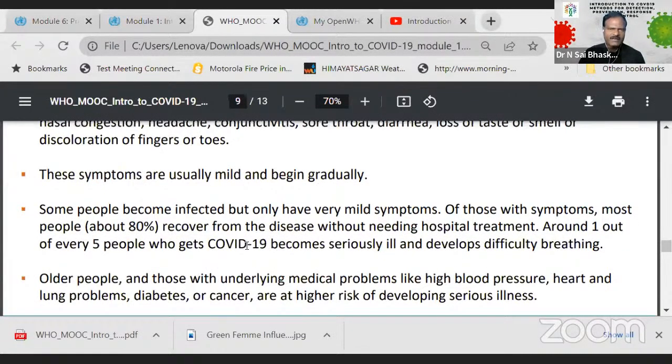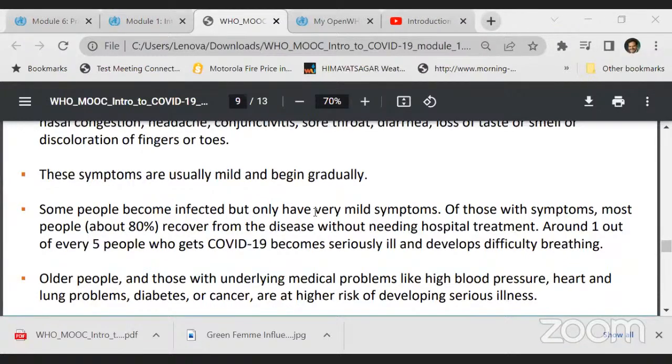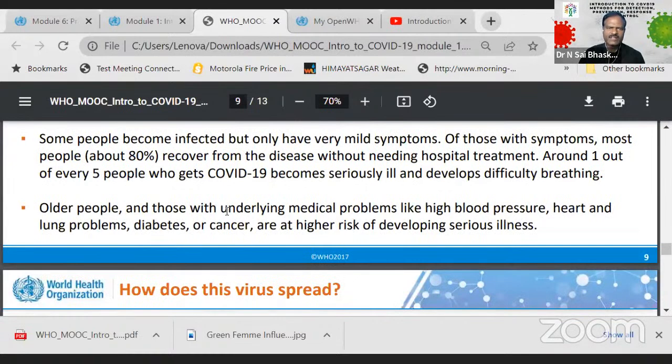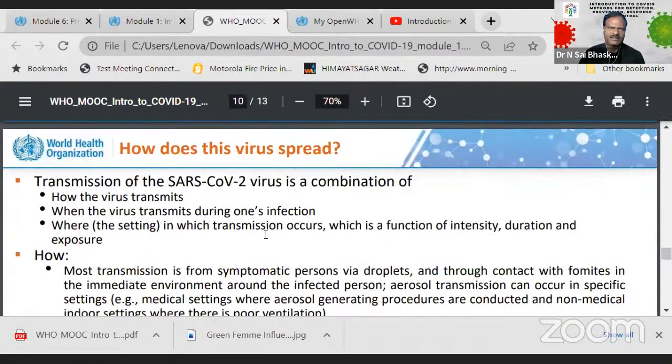Usually symptoms are mild, and those who are mild sometimes may not even know that they got infected, and without hospitalization they could recover. About 20% of people have a problem actually. Around 1 out of every 5 people become seriously ill. Older people are more vulnerable. That's why we have seen in Italy and some countries where the aged population is large, they got impacted in spite of so many facilities there. And those with a history of high blood pressure, heart or lung problems, diabetes or cancer also have a high risk of developing serious illness.